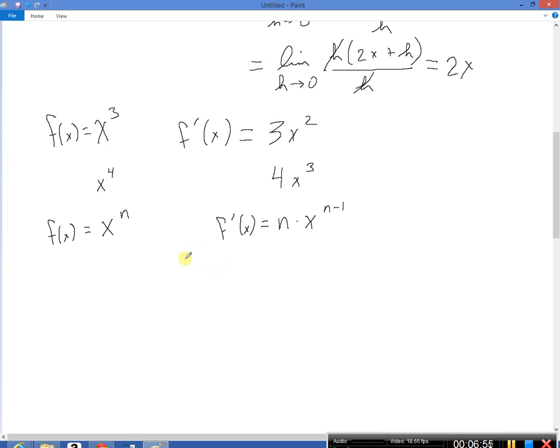Now, I can prove this for you by going through all of these, and you get the picture, and it's believable when n is an integer. But actually, it's true even if n is any real constant. This is going to be very, very important for you to keep in mind. It's got to be a constant that we're talking about. So, for example, if we're talking about x to the pi power, then what is the derivative?